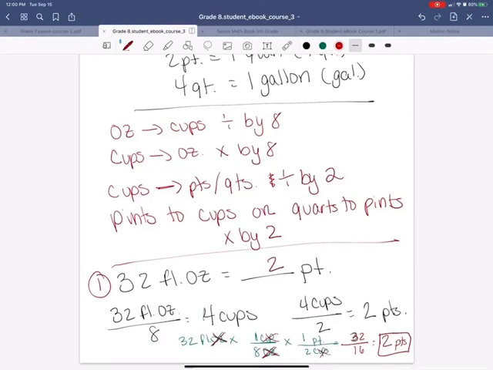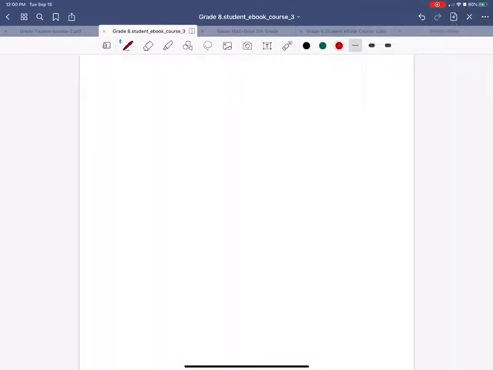But whatever works for you. If it's easier for you to go from cups, then go from cups to pints, that's fine. Ultimately, you still did the same thing either way. So you have a version A or a version B, and whichever one works better for you works for me. Both are ways to solve it. All right, let's look at question number 2.